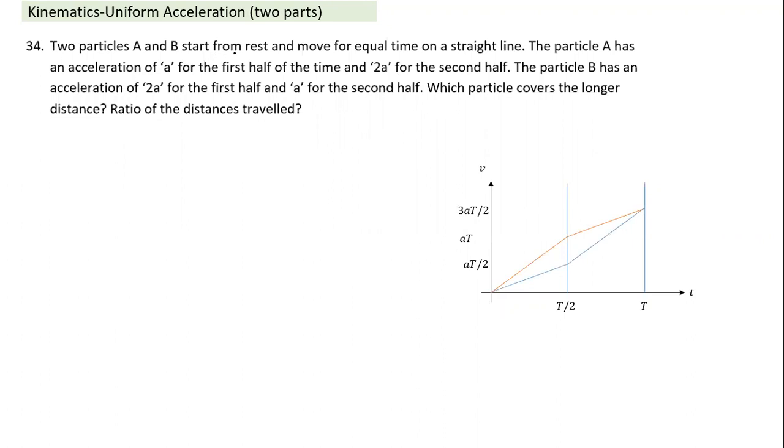Two particles A and B start from rest and move for equal time on a straight line. Particle A has an acceleration A for the first half of the time and 2A for the second half. Okay, acceleration is constant but is changing with time. And particle B has an acceleration of 2A for the first half and A for the second half. Which particle covers the longer distance, and what is the ratio of distance traveled? This question you can also solve using formulas, but if you understand using a graph, it becomes a lot easier.